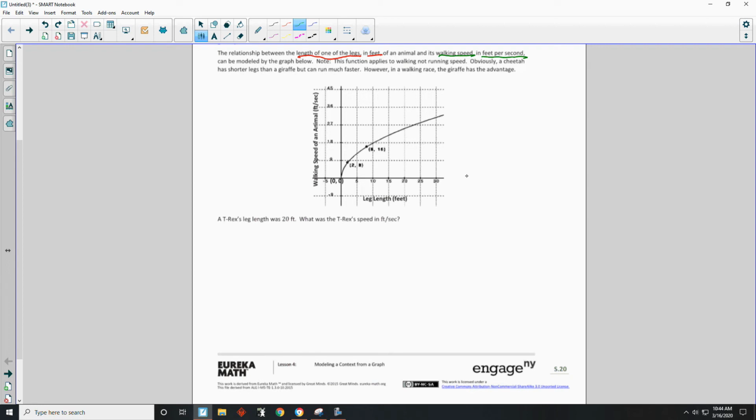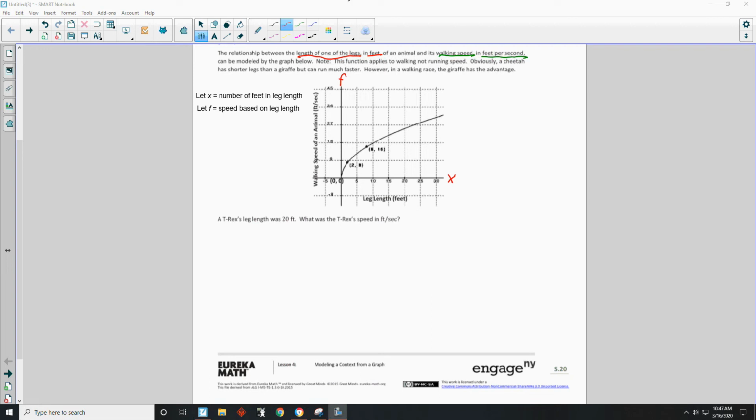Okay, so if we use x to represent the number of feet, and let me write that in. Okay, so I put this. Let x equal number of feet in leg length. And we'll let f equal speed based on leg length. So since we're doing that, I'm going to label this over here my x-axis, and this up here is going to be my f-axis.